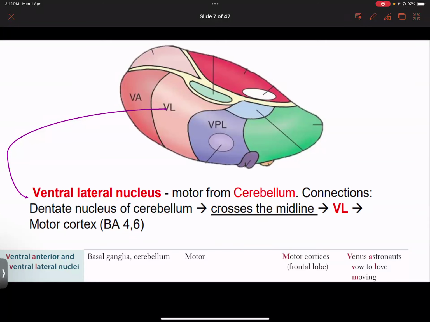But the basal ganglia will go to the ventral anterior nuclei, and then information from the cerebellum is going to relay in the ventrolateral. It's important to know that when they do that, they cross the midline before going into the ventrolateral. So the information from the cerebellum crosses the midline and then relays in the ventrolateral. That's important because if we have any lesion in the ventrolateral, we know it's going to affect the contralateral side, not the ipsilateral.